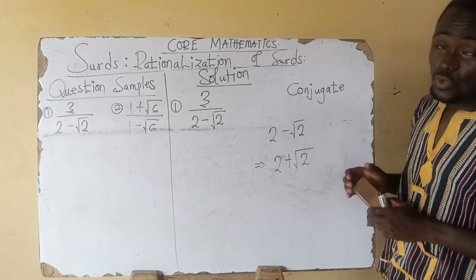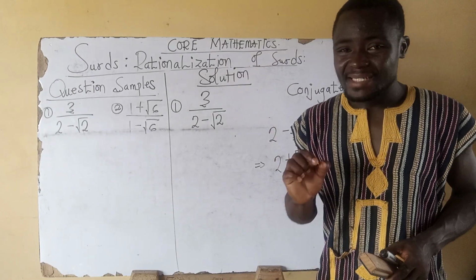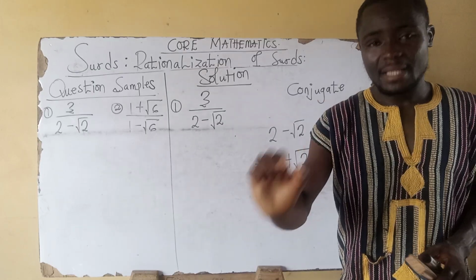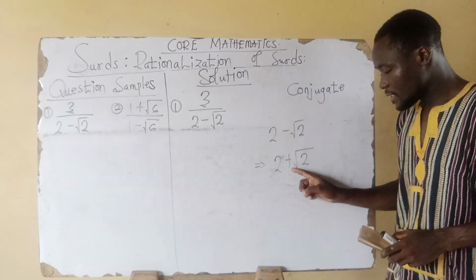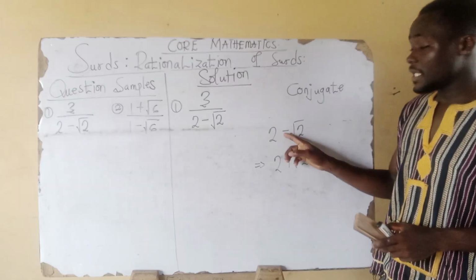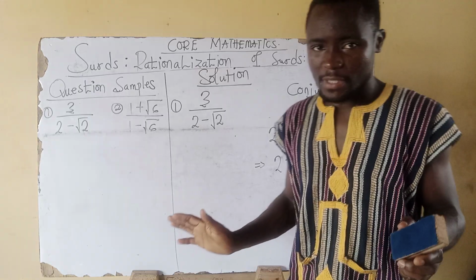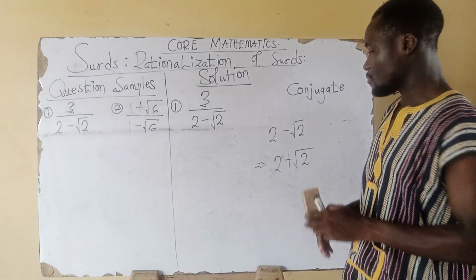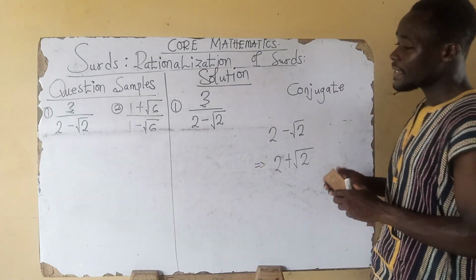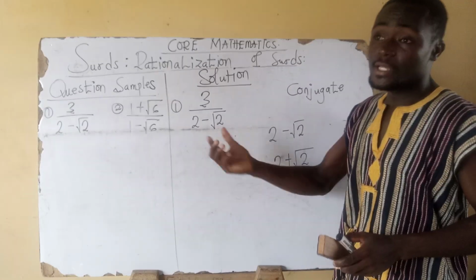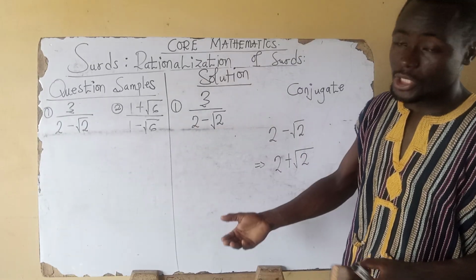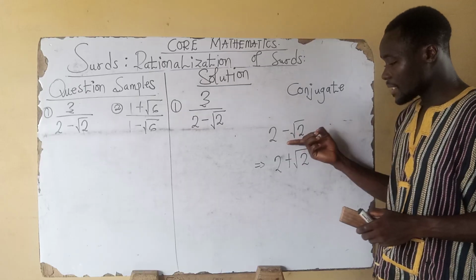So I told you that conjugate simply means you are changing the operational sign. So if here is negative, the conjugate becomes what? Positive. If here is positive, the conjugate becomes what? Negative. And that is all. Please, are you with me? Very good. So now let's start with the process. So I said that you first of all check the denominator. If it is a binomial, you find the conjugate. Now we realize that the conjugate for this is that.